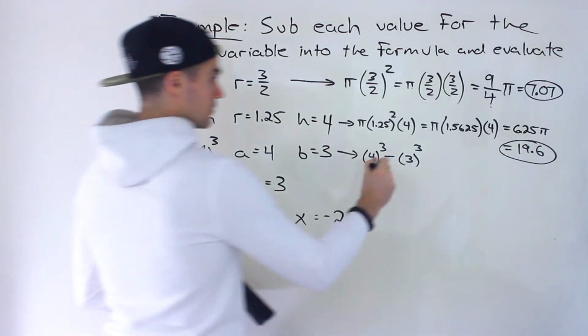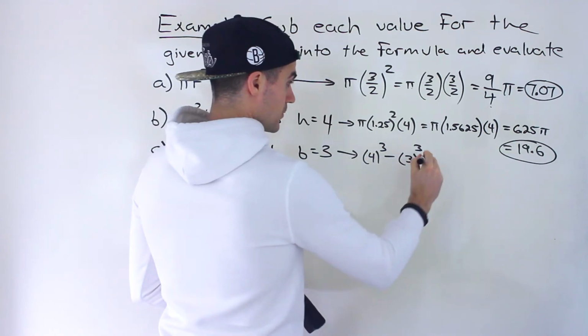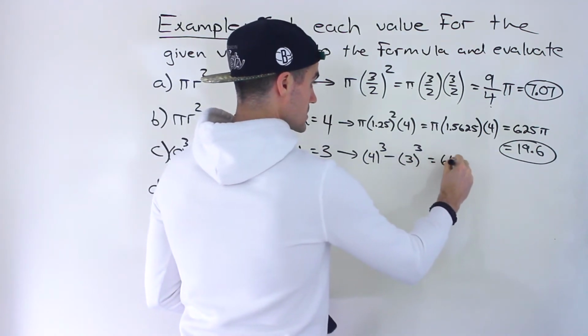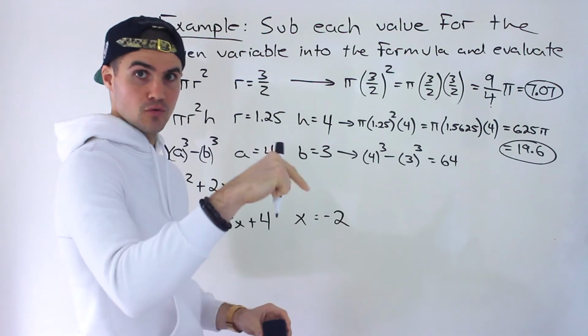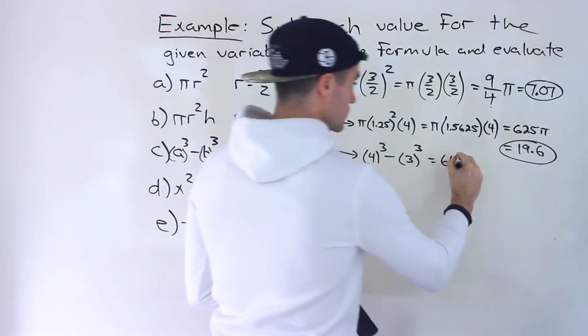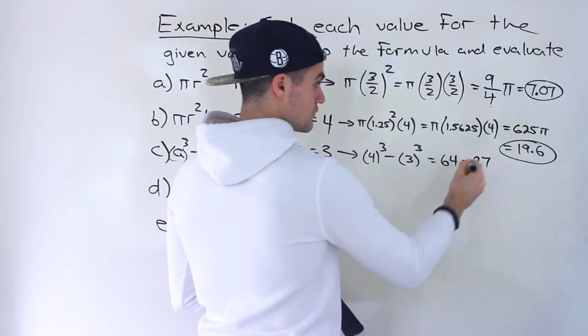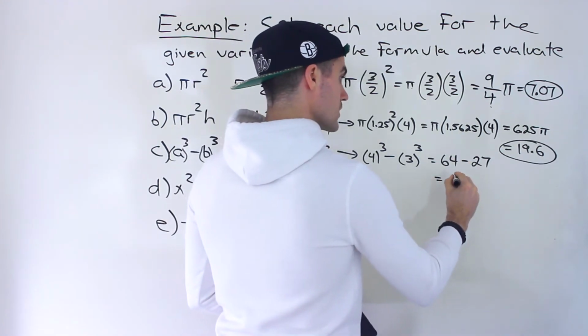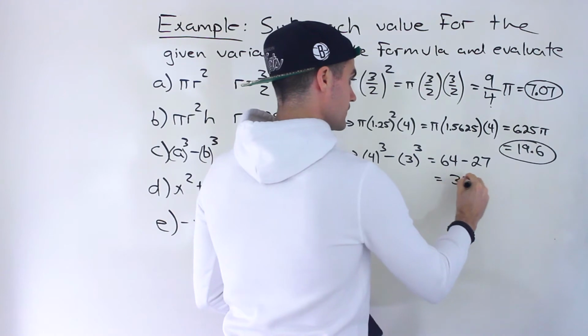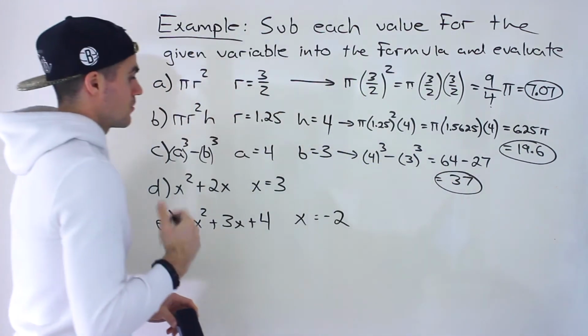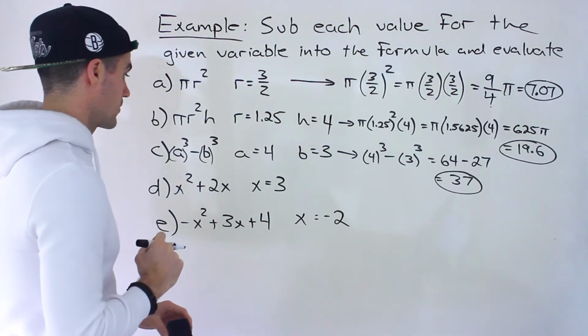So from here we've got to evaluate the exponents first. So 4 to the power 3, that would give us 64, right? 4 times 4 times 4 is 64, minus 3 to the power 3 would give us 27. And then 64 minus 27 would give us what? 37? And so that would end up being the answer to part C.